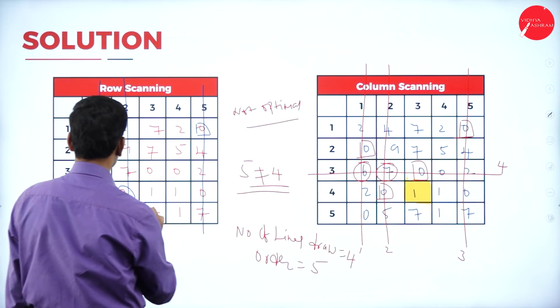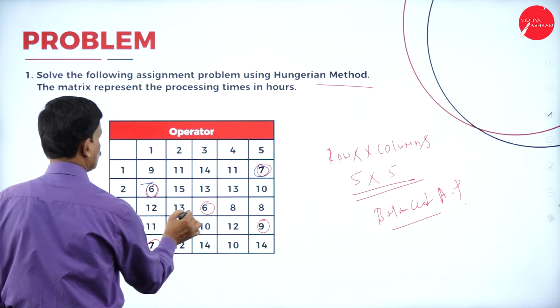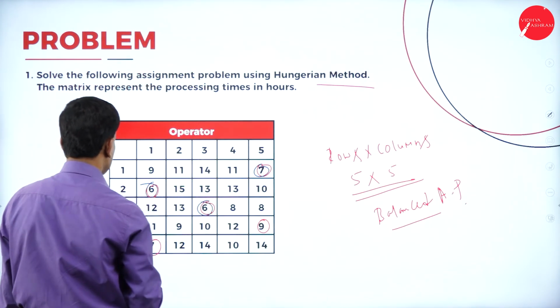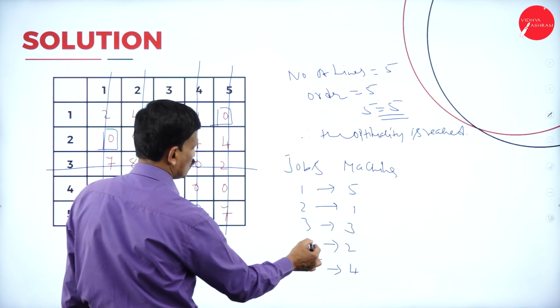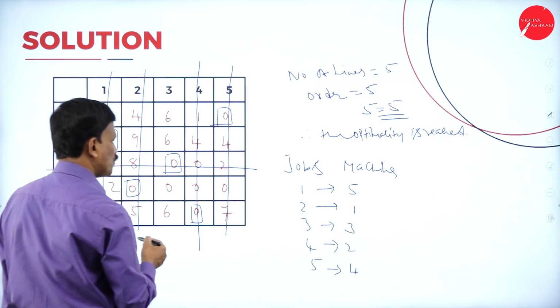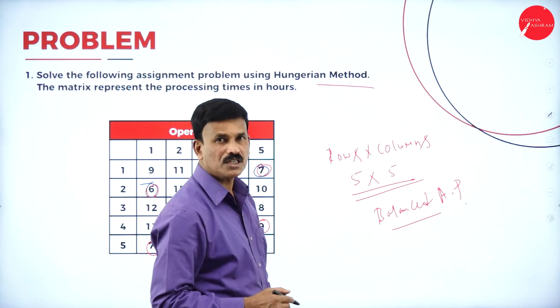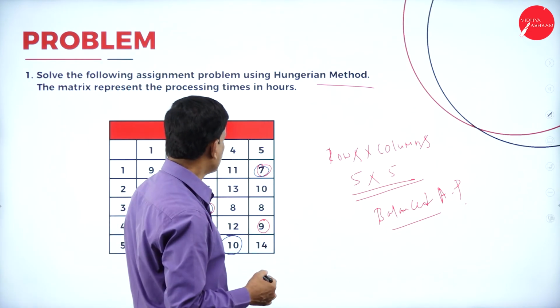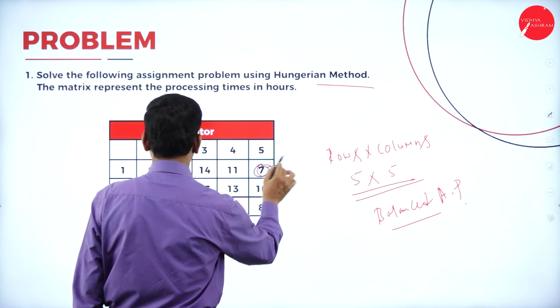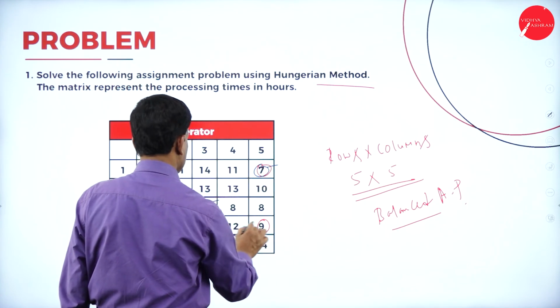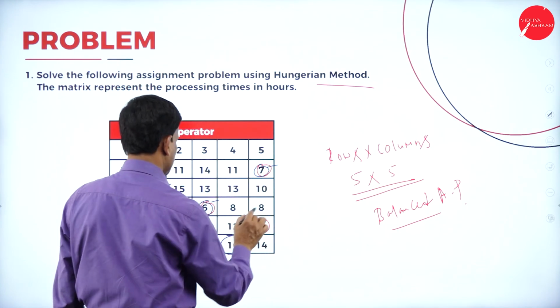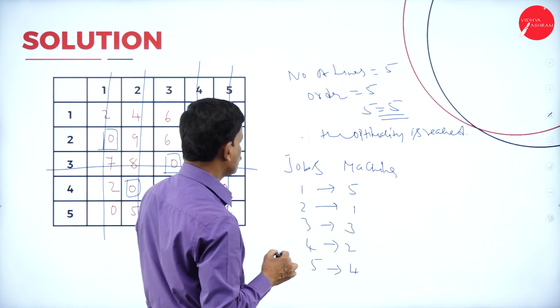3 to 3, 3 to 3 it is 6. Again, 4 to 2 and 5 to 4. 4 to 2, 9. Okay, now just substitute the values. So what are the values we have? 7, 6, 6, then 9 and 10. That's it. Okay. Now substitute here.